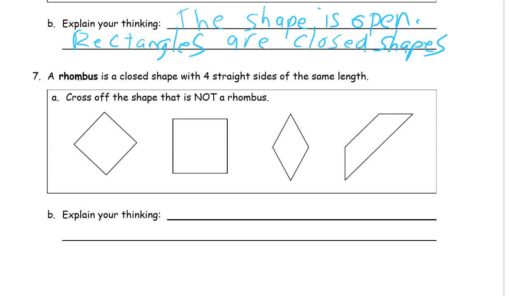A rhombus is a closed shape with four straight sides of the same length. Cross off the shape that is not a rhombus. So this one here, a lot of times you think of a diamond, right, as a rhombus. And this is really a square, although it's just spun so that it's on a corner instead of on a side. But it's a square, and a square is a rhombus, as long as these are all closed and they all have four straight sides. But one of them has sides that are not equal. Now, this side is the same as that side, and that side is the same as those. So that's a rhombus also. But this one has a really long side and a really short side, and so those aren't the same. So cross that one off.